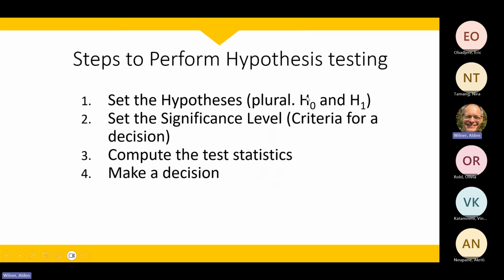Okay, so the steps to perform hypothesis testing. 1, we set the hypotheses. We have to make sure we have well-written, well-defined hypotheses, null and alternate. 2, we set the significance level. 3, we compute our test statistic. 4, we make a decision.